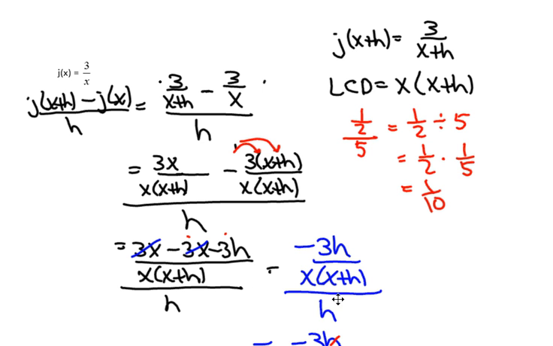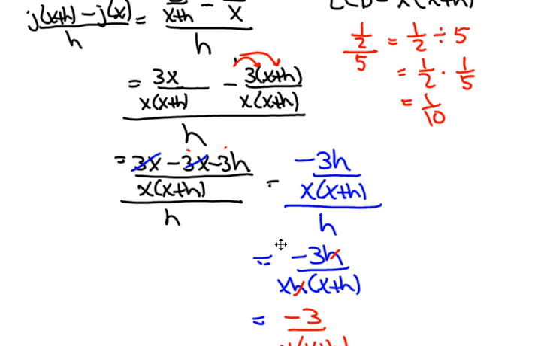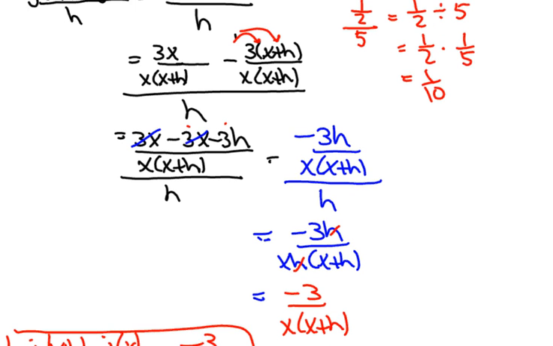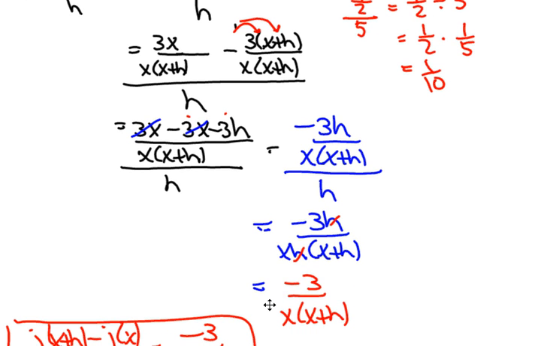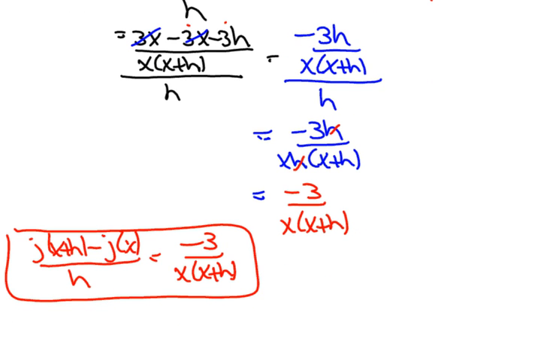So now let's come back here. I have this divided by h. So I'm going to rewrite it so that the h here goes in the denominator of the one fraction. Once that is the case, then I now can divide out a common factor of h for both, and I'm left with -3 divided by x times a quantity x plus h. So the difference quotient for this, in this case, is -3 divided by x times quantity x plus h.